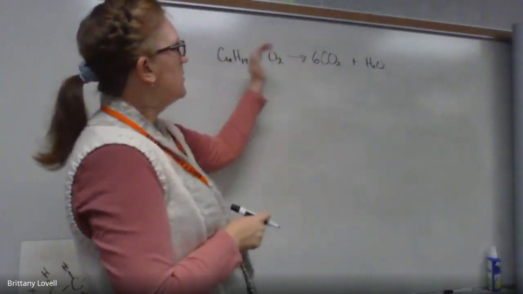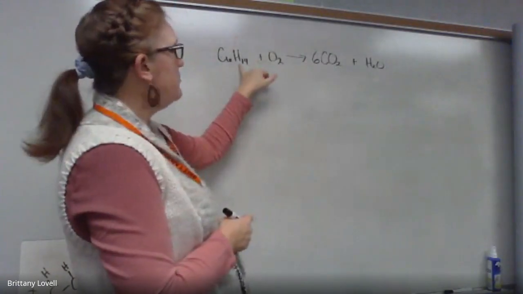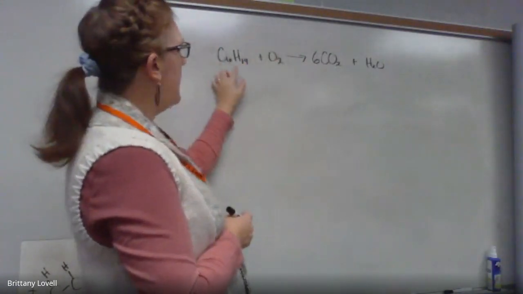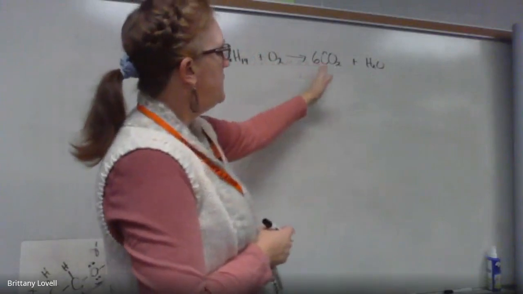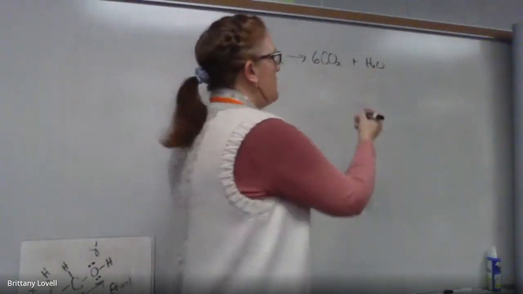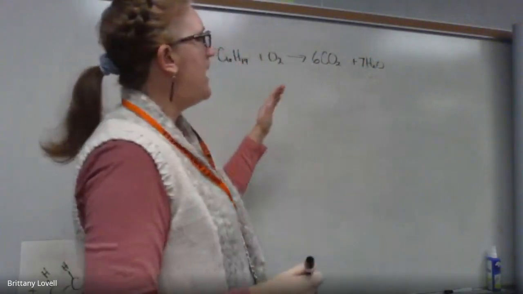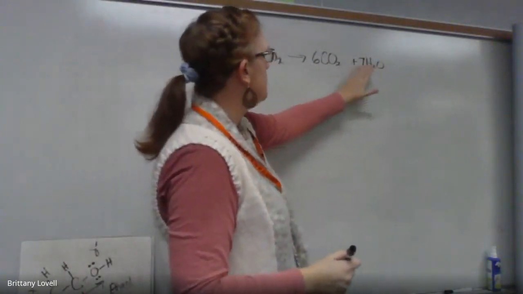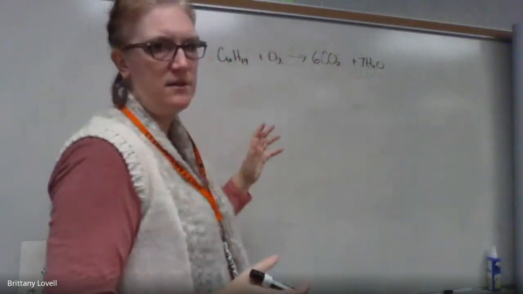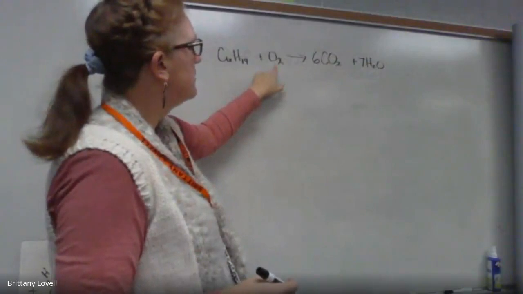If I keep moving across, because I'm going to come back to the beginning and go from left to right, I look at my hydrogens now. On this side, I have 14. On this side, I only have 2, but I need it to be 14. So I'm going to go ahead and put a 7 right here. So now I have 7 times 2 is 14 and 14. So that's good, okay? Now on my oxygen side, I have 2 right here.